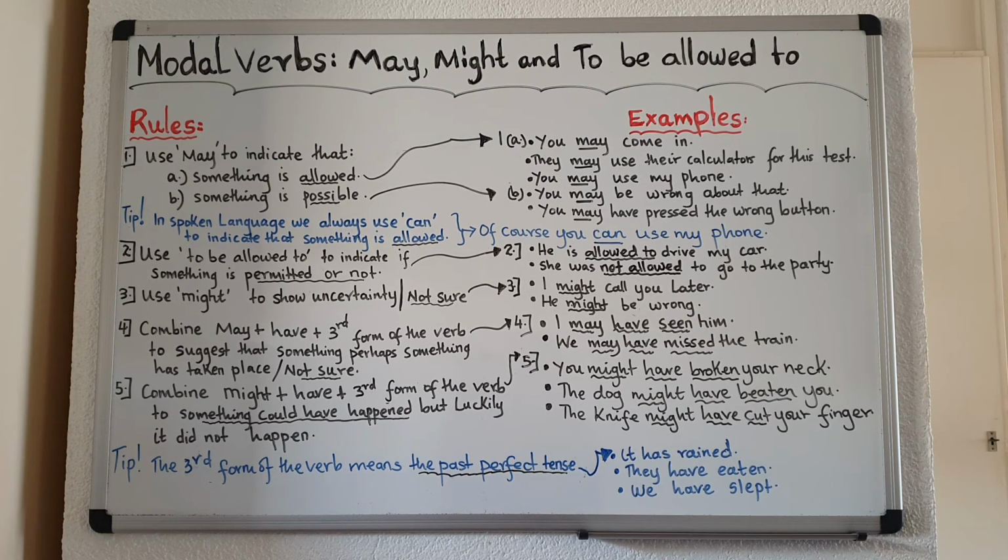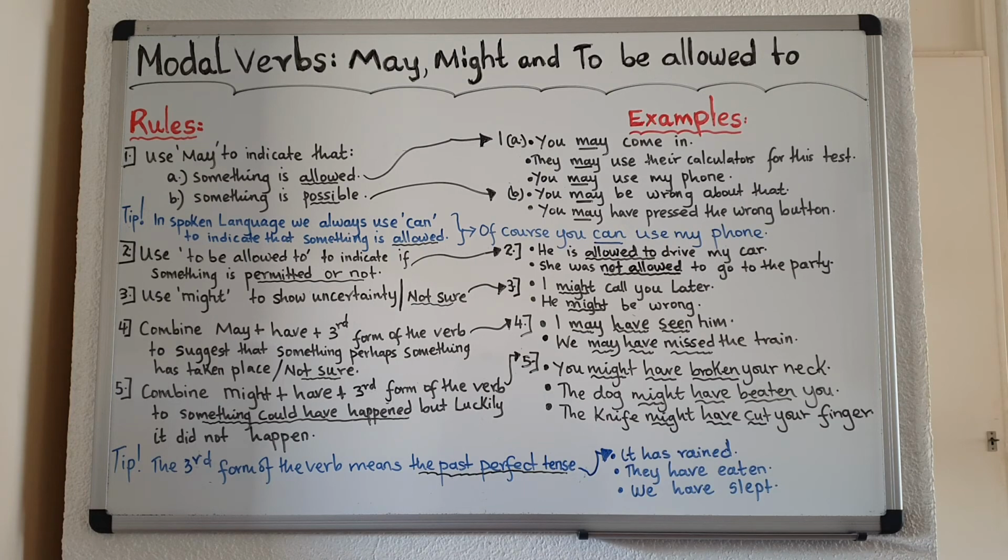Okay? The next example: we may have missed the train. Maybe we have missed the train, maybe not. So once more, you have "may" plus "have" plus the third form of the verb. Now, maybe you're wondering, what is the third form of the verb?